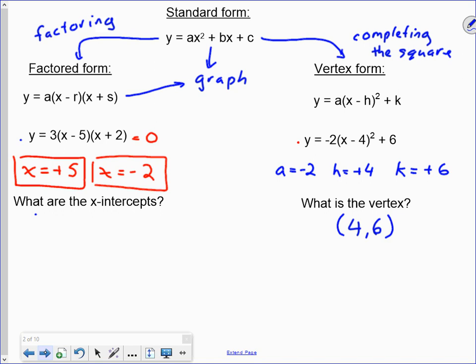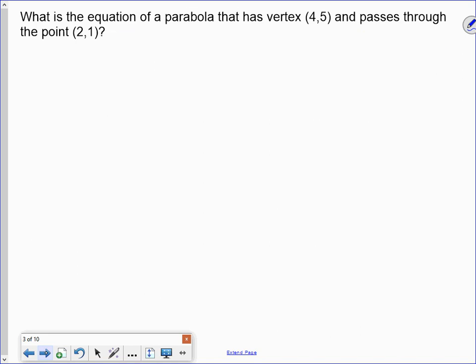Today we're going to be working backwards from this given information. So we're going to be given the vertex and we want to find the equation, or we're going to be given the x-intercepts and we want to find the factored form. So we're going to need to be able to match up this information with the type of equation that we're working with. So here's the kind of question you need to be able to do.